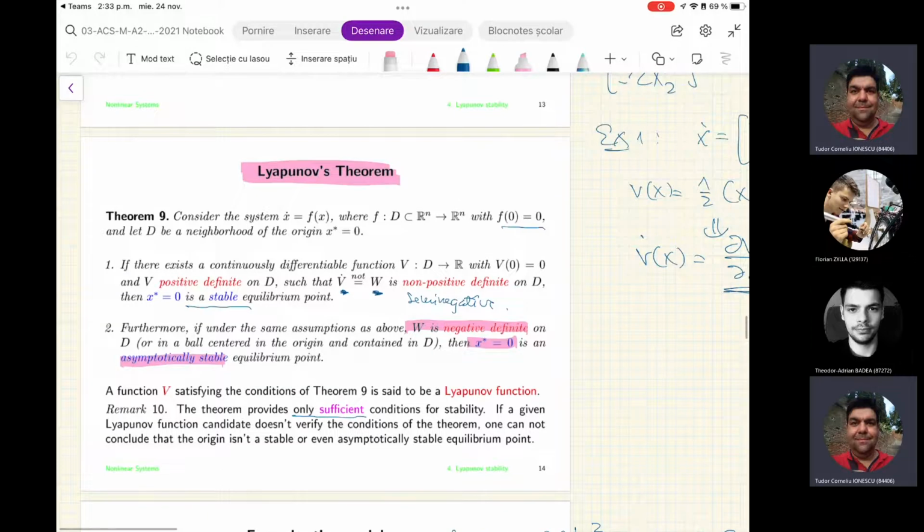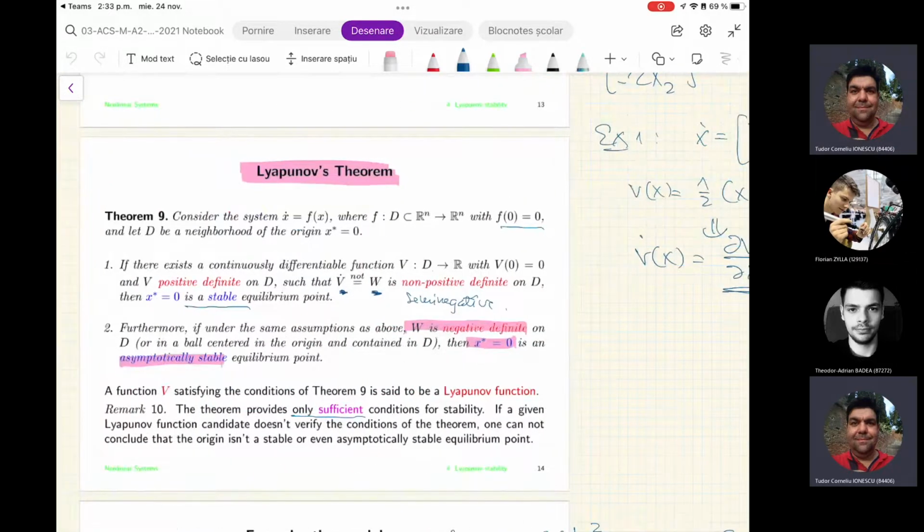And we had Lyapunov's results on stability, saying that if we can find a positive definite function, and if the time derivative of this positive definite function, so the evolution of such a function, is negative definite, then we have a stable equilibrium point. Moreover, if it's fully negative definite, so not non-positive or semi-negative, but completely negative definite, then the origin is an asymptotically stable equilibrium point.